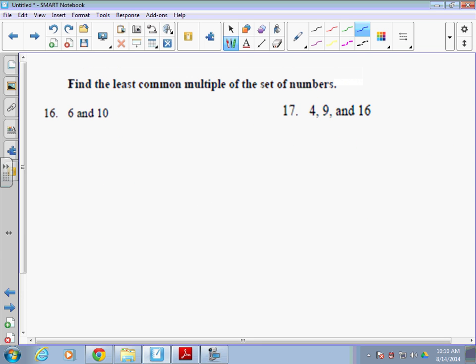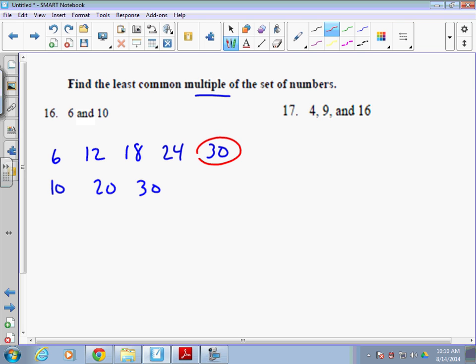Then the least common multiple. This is usually easier for people. Multiples mean when you count by those numbers: 6, 12, 18, 24, 30, and so on and so forth. I stopped there for a reason, because when you do 10, you're going to do 10, then 20, then 30. By counting by those numbers, you'll see the least common one is, in fact, 30.